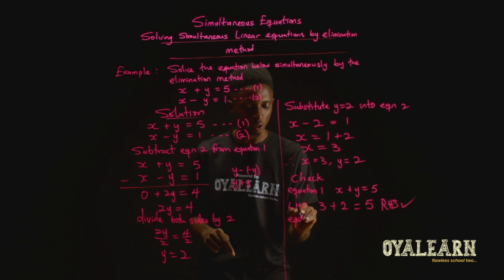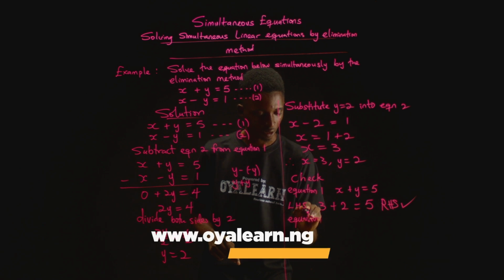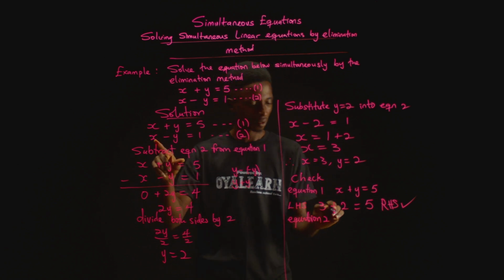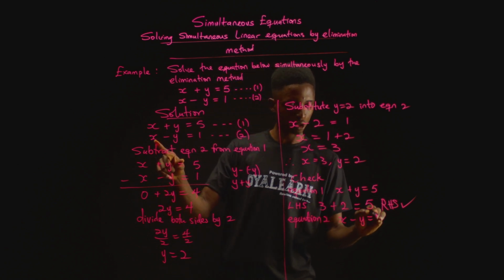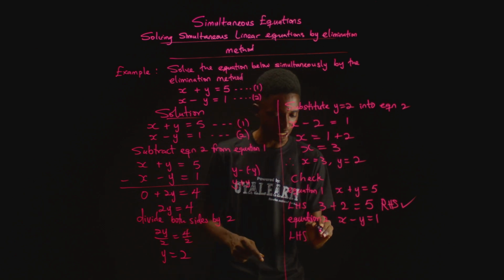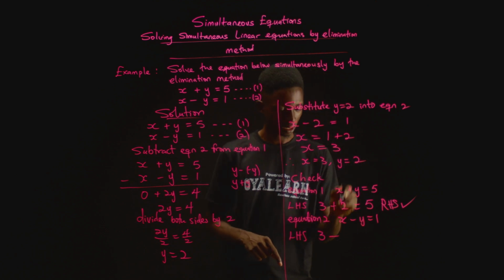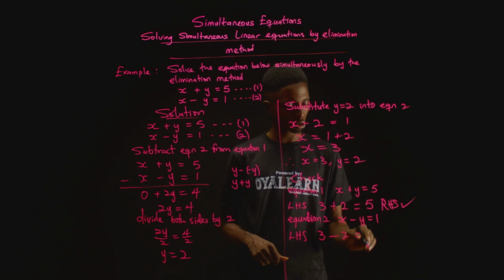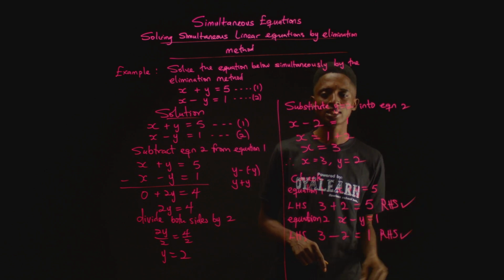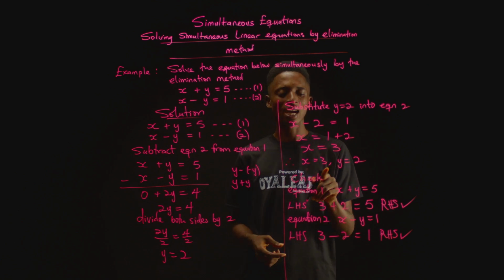And if you also check it with equation 2, equation 2 has it as x minus y equals 1. So let's check the left hand side. On the left hand side, we have x, which is 3, minus y, which is 2. And 3 minus 2 will give us 1, which is consistent with our right hand side. Hence, it is correct. Therefore, we can conclude to say that x is 3 and y is 2.